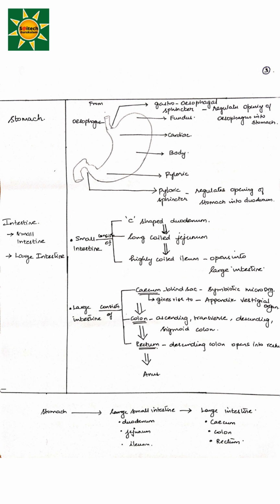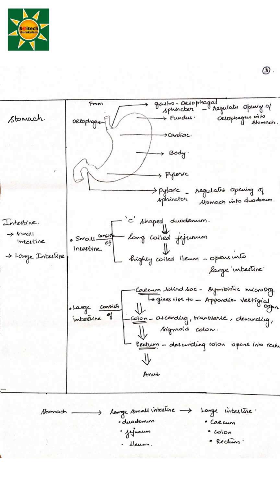So the stomach opens into the intestine. The intestine contains the small intestine and the large intestine. In the small intestine, we have the C-shaped duodenum, long coiled jejunum, and the highly coiled ileum. This is followed by the large intestine. The large intestine has the cecum, colon, rectum, and then the anus.